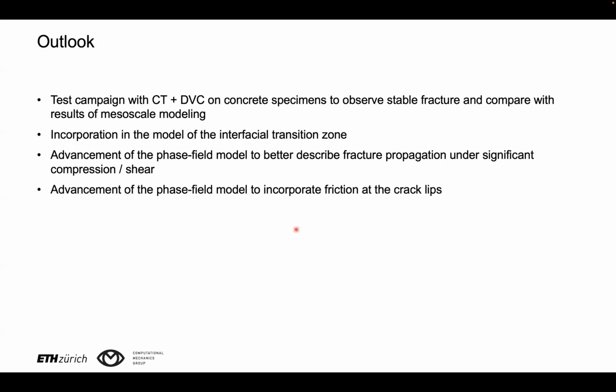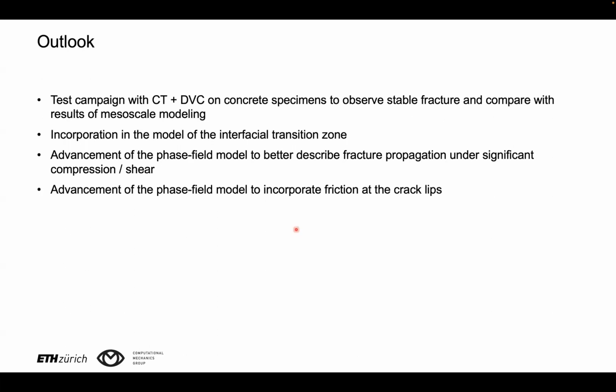And there may be advances needed for the phase field model to become more realistic. In particular, the description of fracture under significant amounts of compression and shear still poses some challenges. And so this is certainly one of the to-do items for the future. Plus, we may also want to incorporate friction at the crack lips to make, again, the phase field model even more faithful.